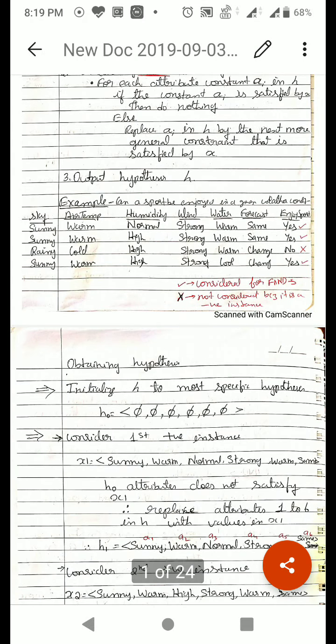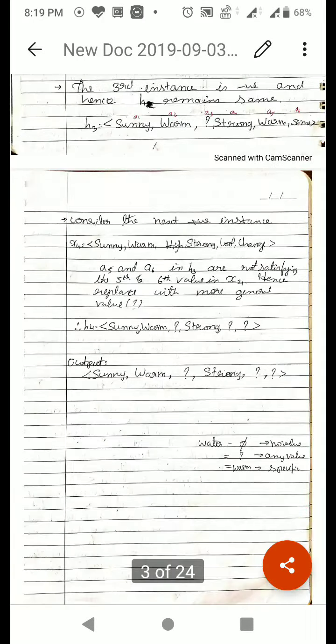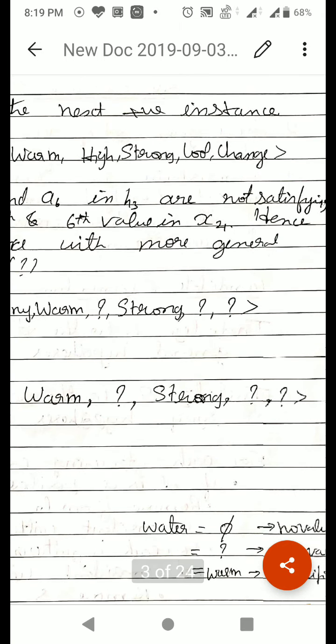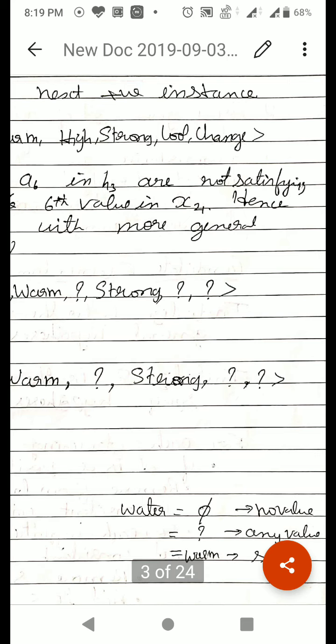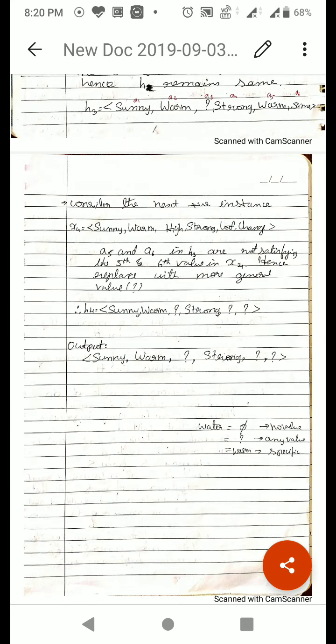So in this case, newly we have found new entries for the last two attributes. So for the last step hypothesis H4, we will be setting up the last attributes as question mark and question mark. So that will be the output for the Find-S algorithm.